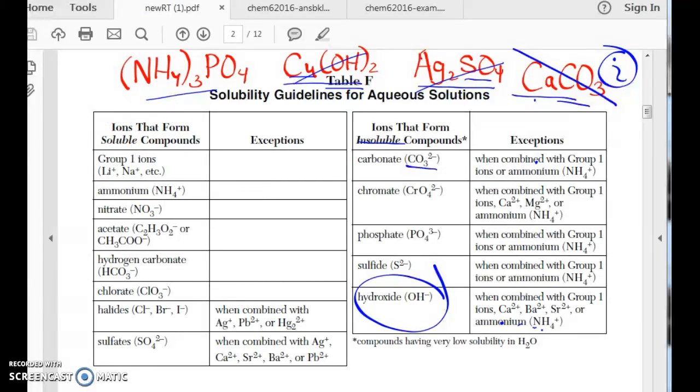(NH4)3PO4. Let me show you. You have 2 approaches. You could look for the rule for ammonium. Ammonium is on the soluble side, and there are no exceptions. So for that reason, it's soluble.